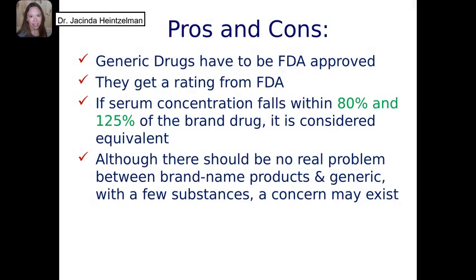So the generic drugs, they still have to be approved by the FDA. They're still going to get a rating from the FDA, but the FDA considers it the same drug if the serum concentration, so this is if they test the patient's blood and test that serum for that drug, if the serum concentration falls within 80% and 125% of the brand drug, it is considered to be equivalent to that brand drug. So think about that. 80% to 125%, we could see a difference of that much, and it's still considered the same drug.